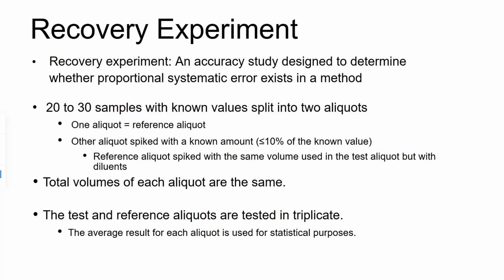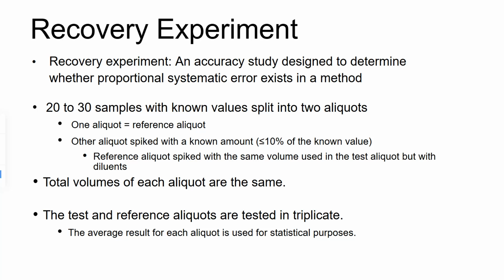Recovery experiment. A recovery experiment is an accuracy study designed to determine whether proportional systematic error exists in a method. 20 to 30 samples with known values are split into two aliquots. The first is a reference aliquot, and the other is spiked with a known amount of the analyte. The reference aliquot is spiked with the same volume used in the test aliquot, but with diluent. Total volumes of each aliquot are the same.